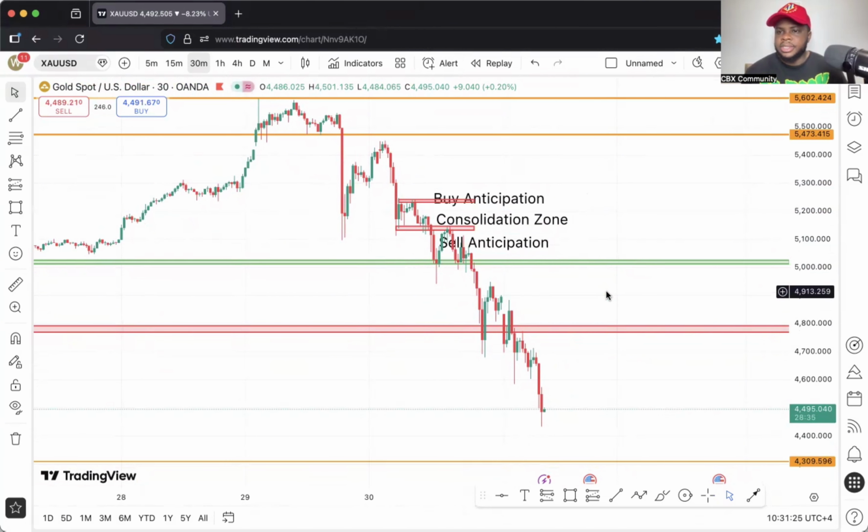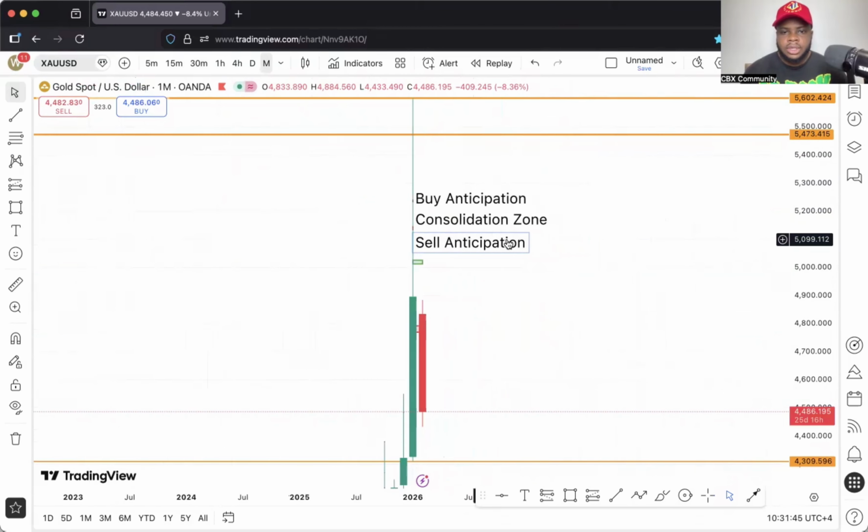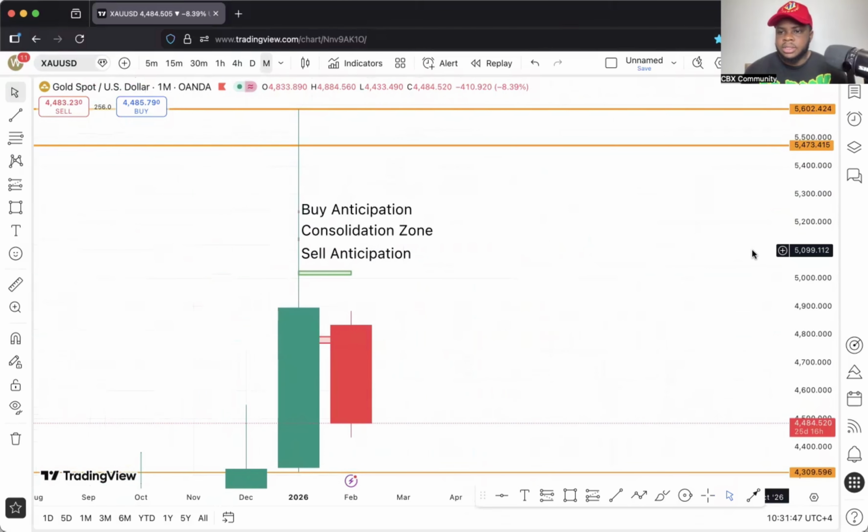Before we are able to identify our support zone and our resistance zone, let's look at the monthly market structure, the daily, the 4 hours, the 1 hour, and the 30 minutes, just for us to have an idea what we are anticipating the market to give to us. So let's go to the monthly market structure. Let's zoom the chart a little bit.